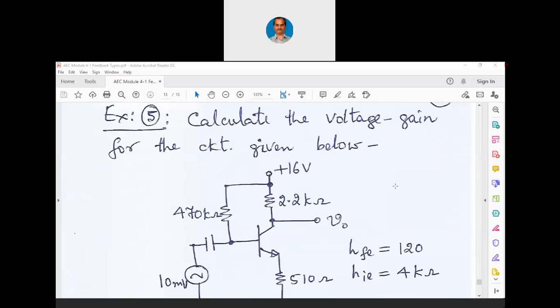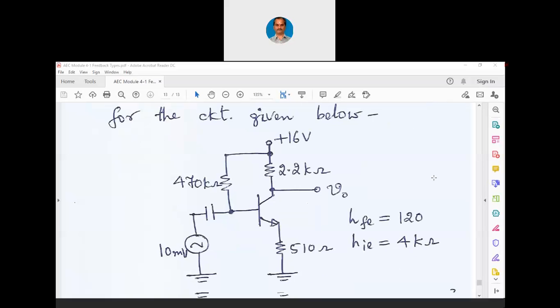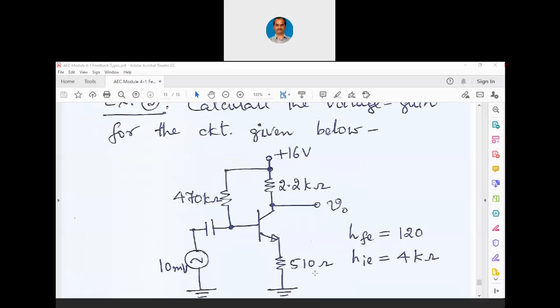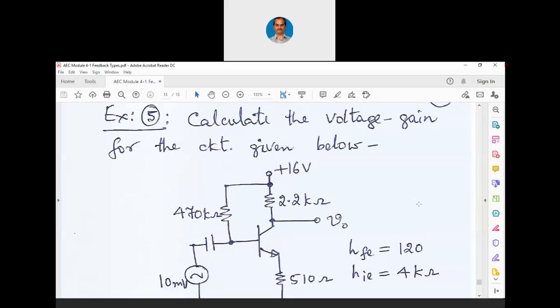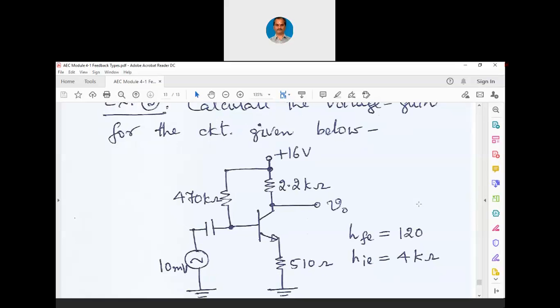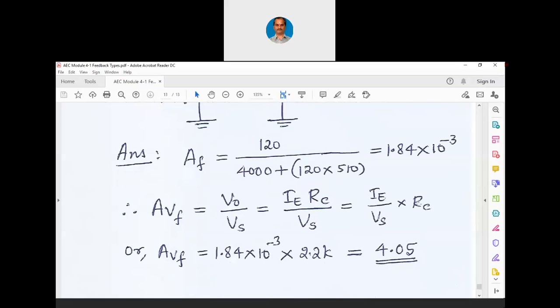A small exercise based on the derivations whatever we had. Calculate the voltage gain for the circuit given below. Now this is the circuit given. You can see that there is no bypass capacitance. That means this is a circuit with current series feedback. So all other things are given. RB is given, RC is given, HFE is given, HIE is given, RE is given, and input voltage 10 millivolts is given. And the VCC plus 16 volts is given. So we have to find out the voltage gain, and let us try to solve this.